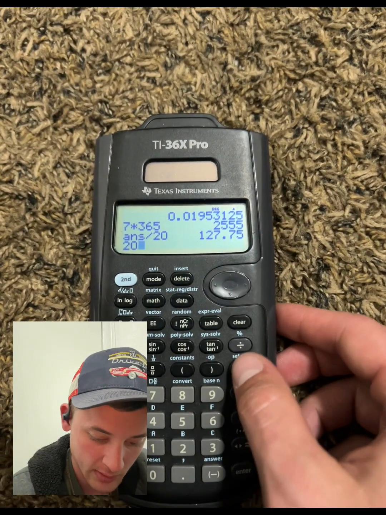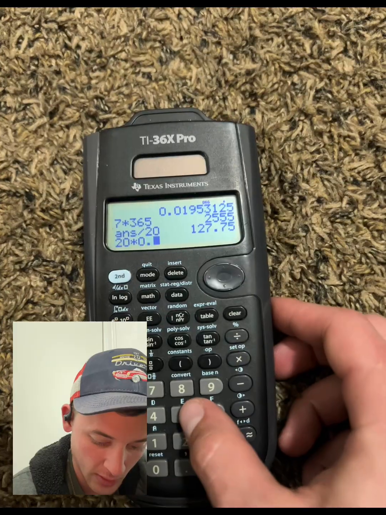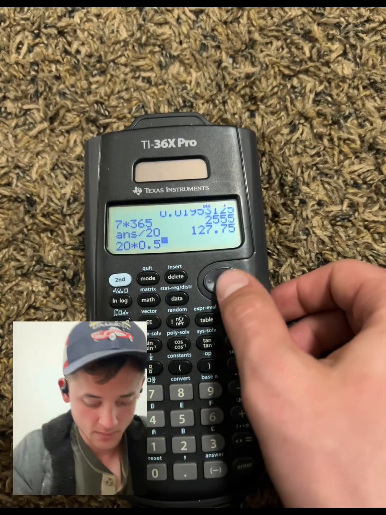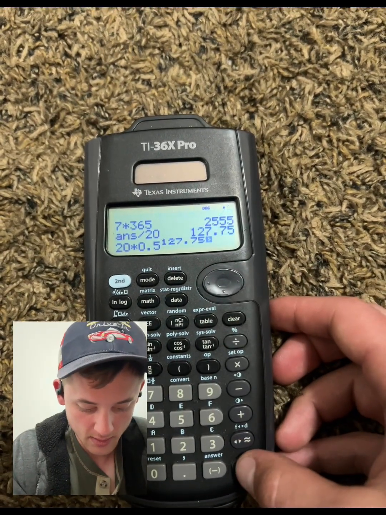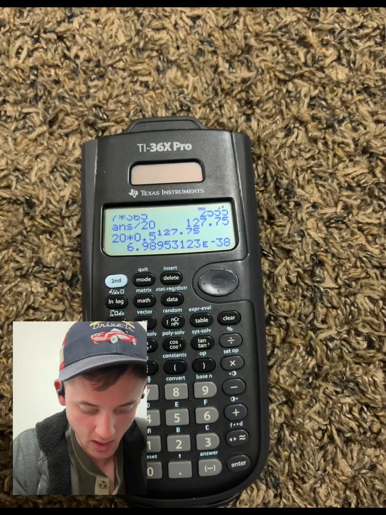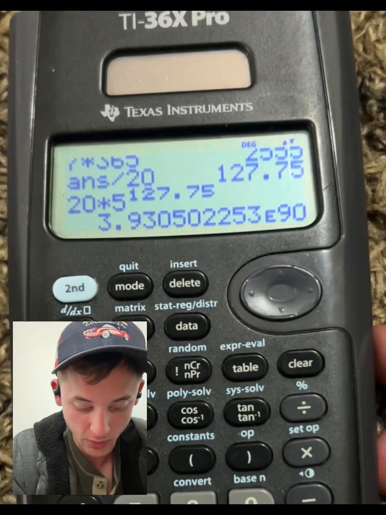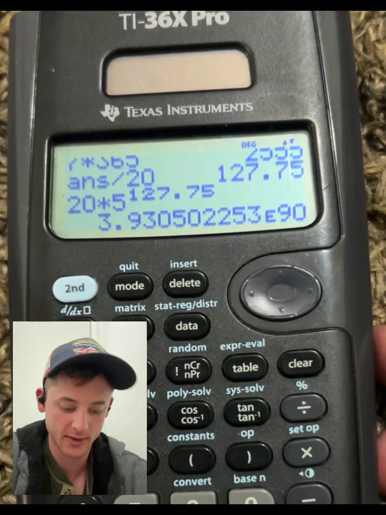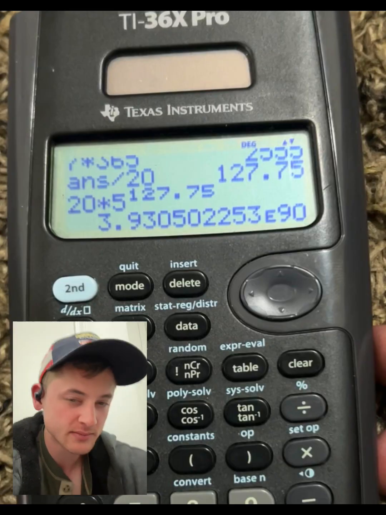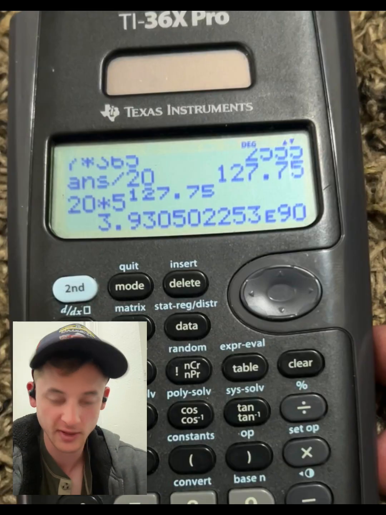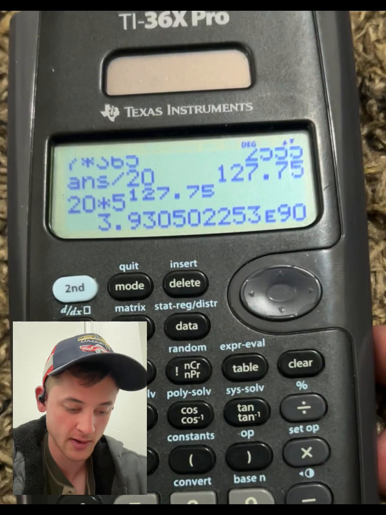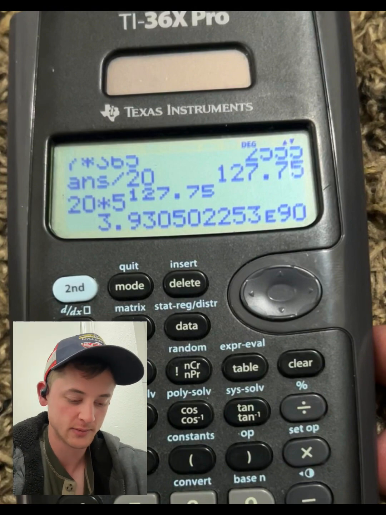So 20 pounds times 0.5 to the power of 127.75 gives us precisely 6.9895323 times 10 to the power of negative 38. Wow, that's a pretty small number right there. There's like 38 zeros after the decimal before the 698 starts. That's a pretty small amount, very small, actually. So small you can't even see it.